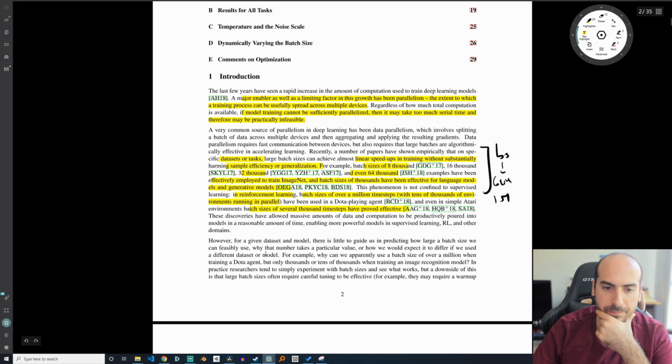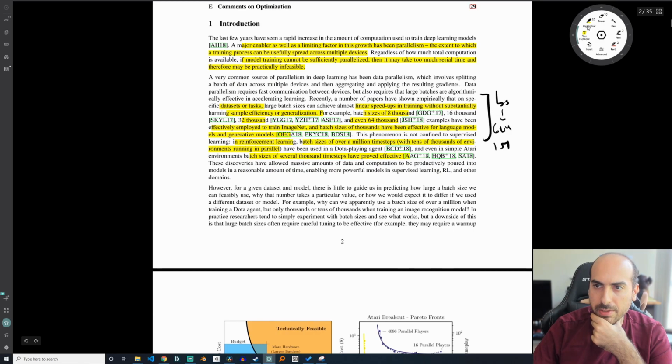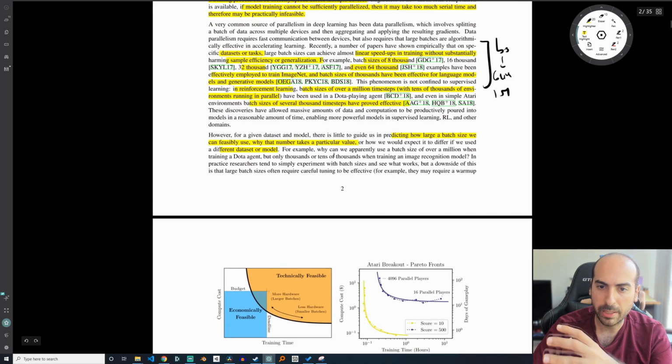All right. So for a given data set and model, there is little evidence in predicting how large a batch size we can feasibly use and why that number takes a particular value, and how we can expect it to differ if we use a different data set or model. So why can we apply batch size over 1,000,000 when training a Dota agent, but only tens of thousands when training an image recognition algorithm?